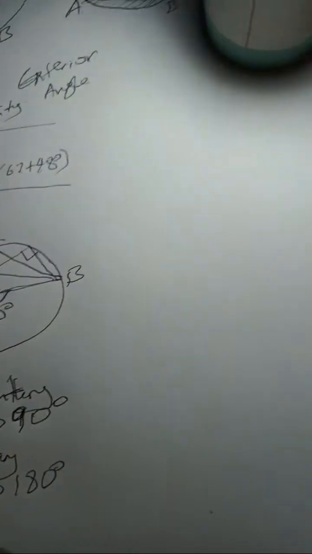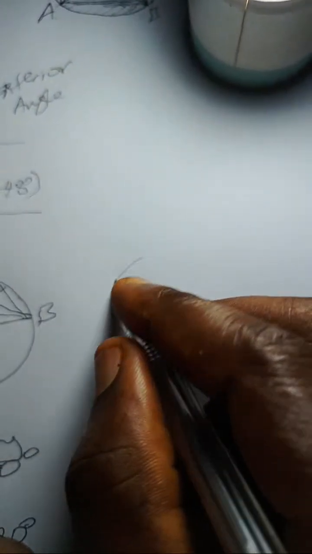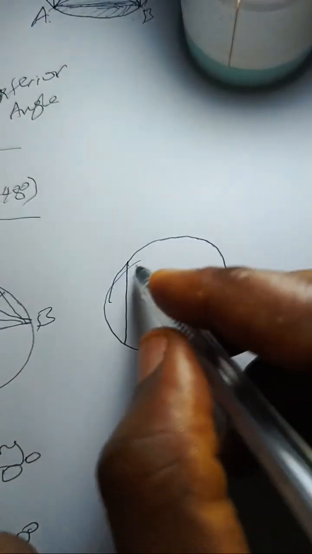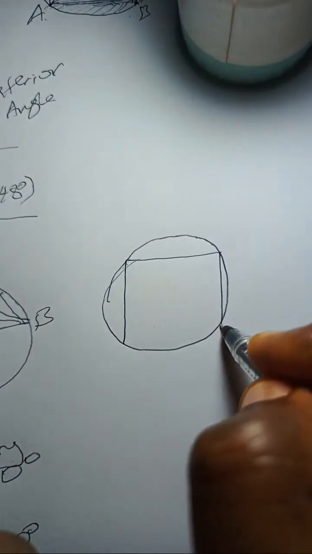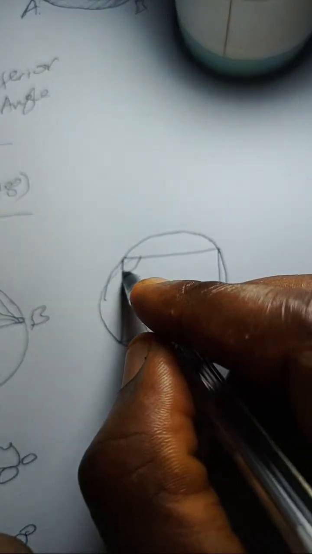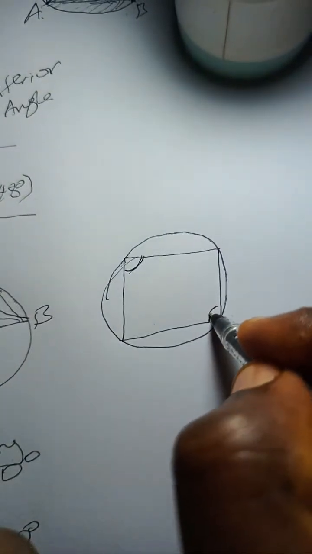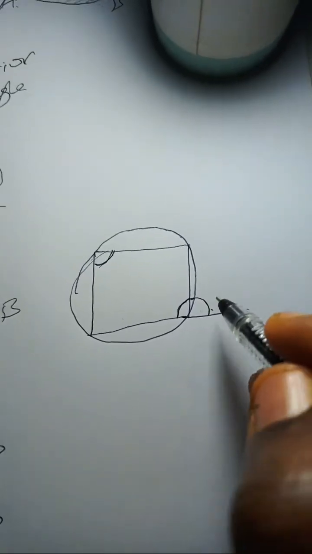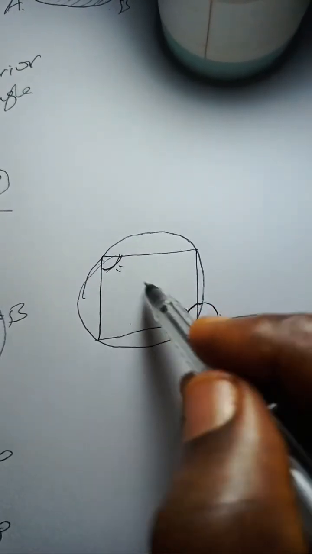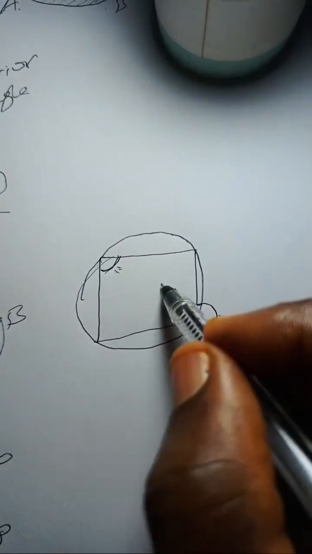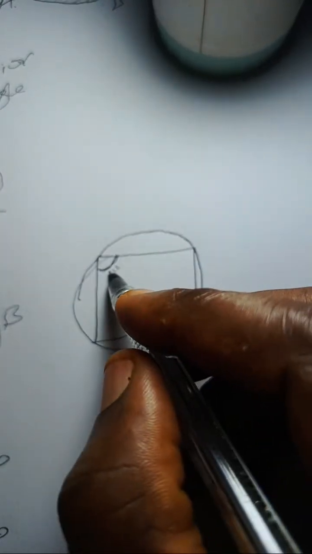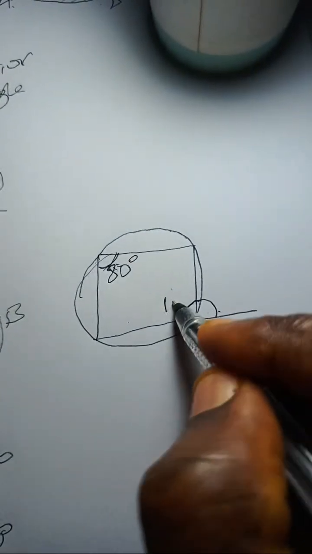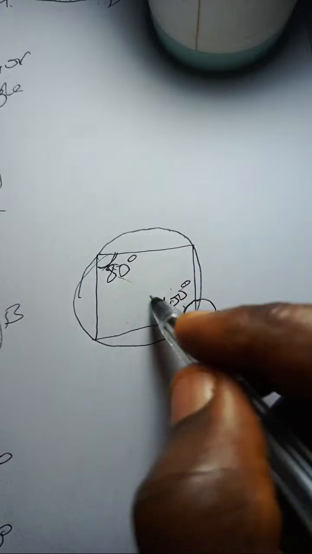If you have a circle and you have a cyclic quadrilateral in it, okay, and you have an angle here, you have another angle here, but you have the exterior angle also here. Now, this and this must add to give us 180, as we have said the other time. So if this one is 80, for example, this one must be 100 to give us 180.